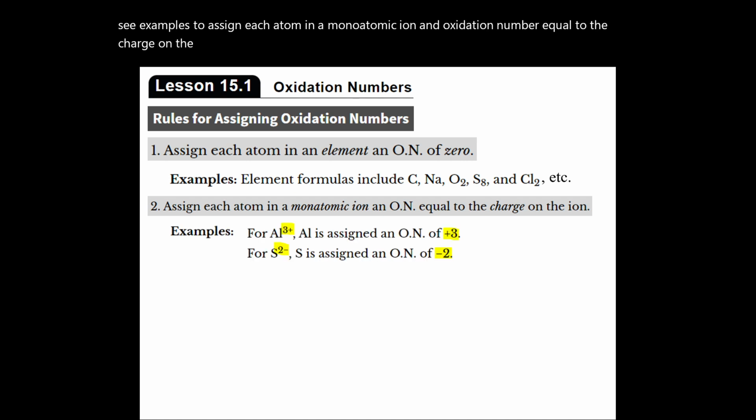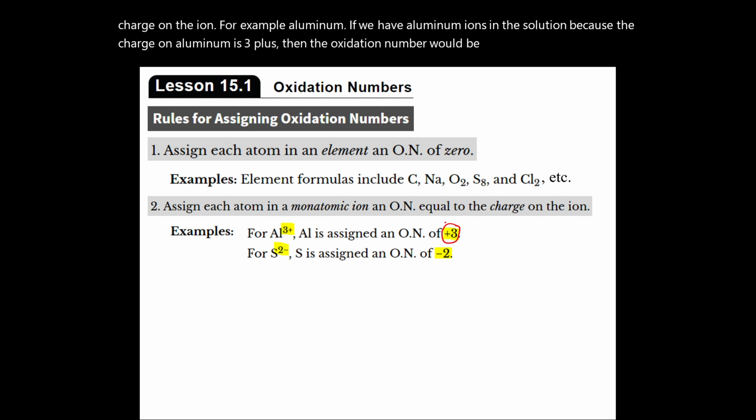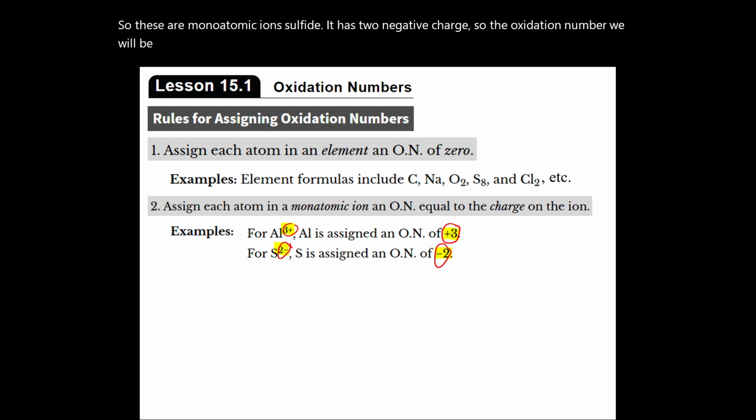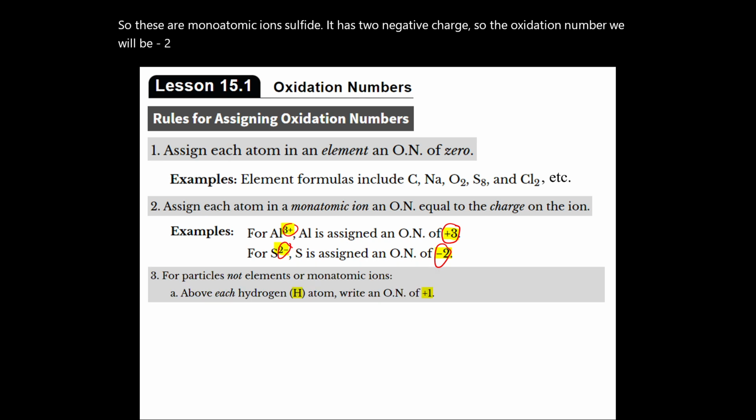Assign each atom in a monoatomic ion an oxidation number equal to the charge on the ion. For example, if we have aluminum ions in the solution, because the charge on aluminum is 3 plus, then the oxidation number would be +3. So these are monoatomic ions. Sulfide has a 2 negative charge, so the oxidation number will be -2, and so on.